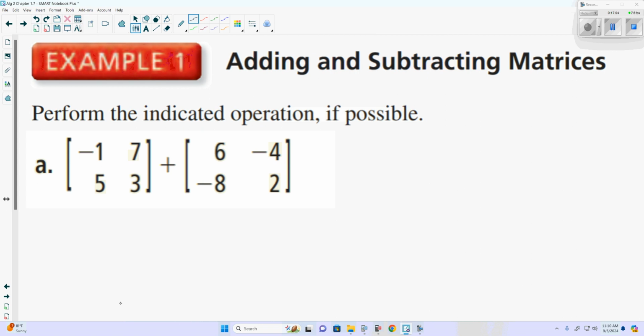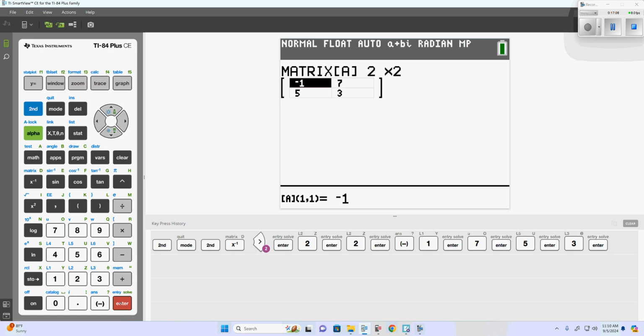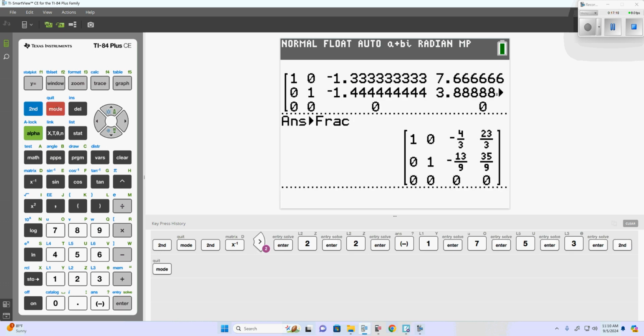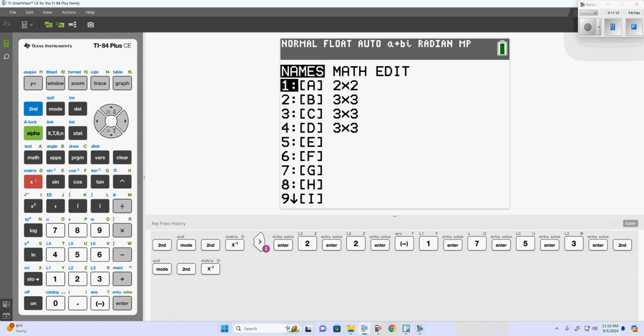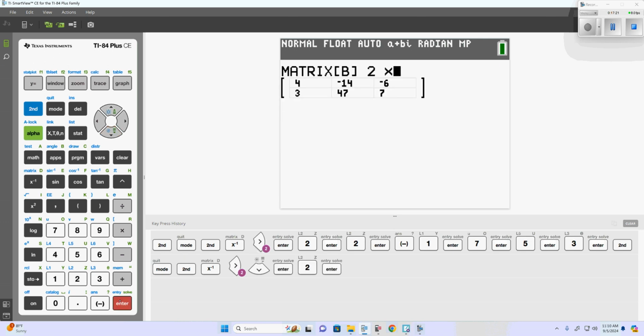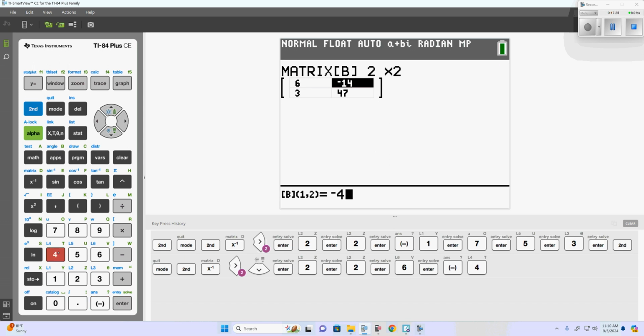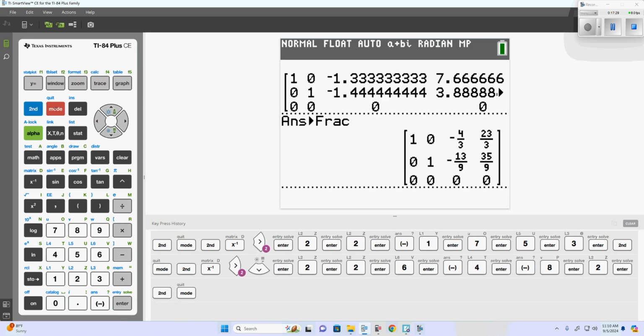I've typed the first matrix in for this problem, yes? We can go second, quit. Second, matrix, over to edit. But this time I'm going to go down to matrix B, because we have two different matrices we want to add together. So I can hit enter. And it's also a 2 by 2. 6, 4. So I can quit.